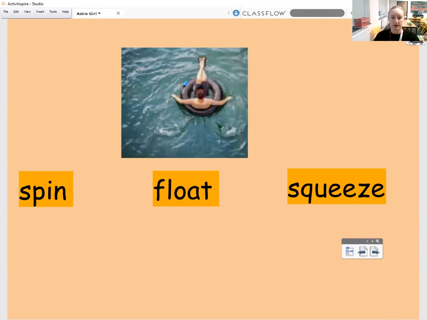So now I've got another picture of a gentleman in a ring. And are they spinning, floating, or squeezing? Which verb would you apply here? Fabulous. Hopefully you've said float. Well done if you have.